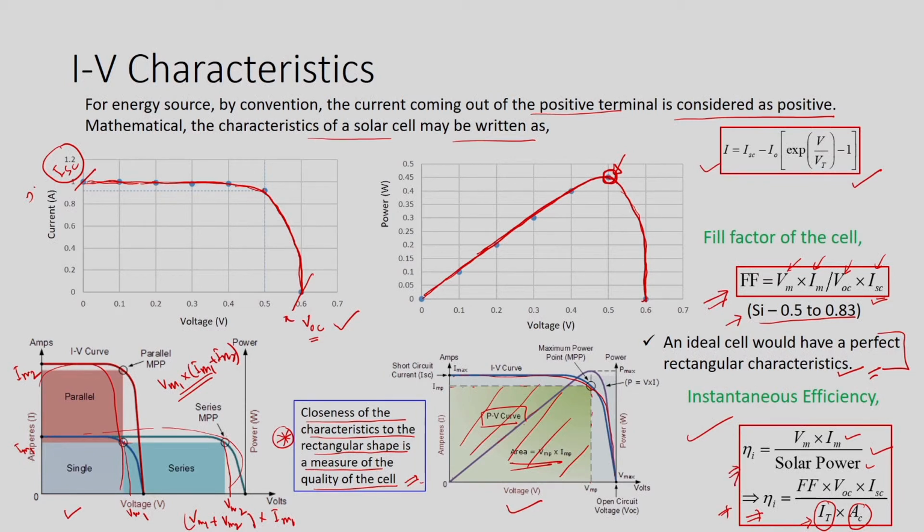So, the point here is that if any system operates below the maximum power point, we are losing efficiency. Our attempt is to operate the system at the maximum power point.